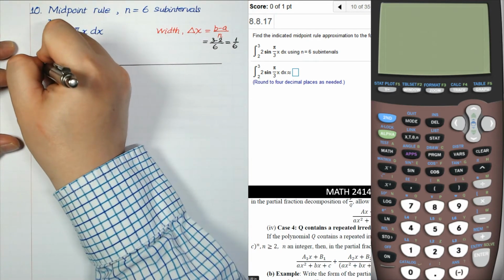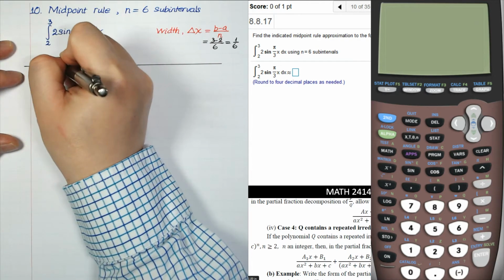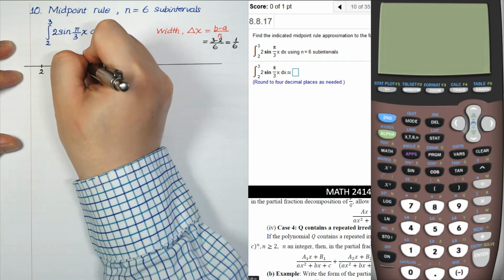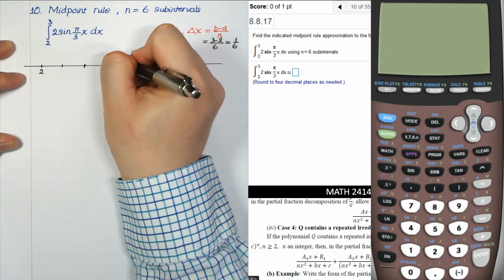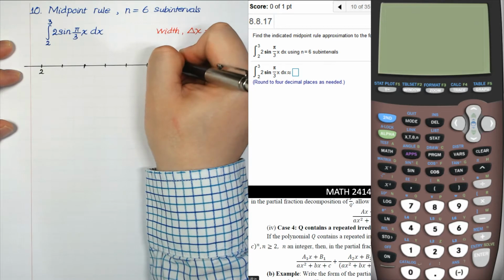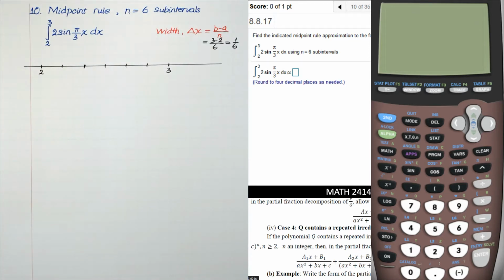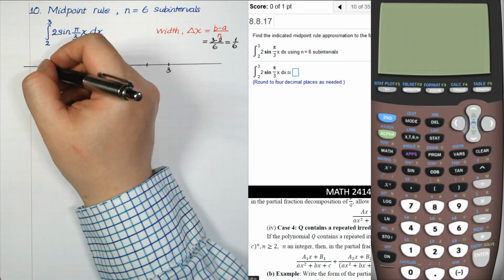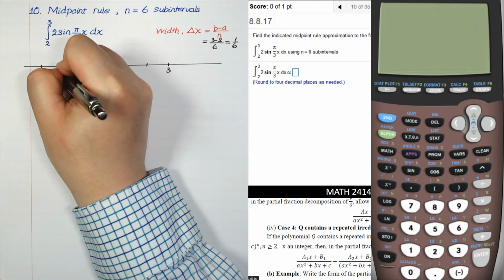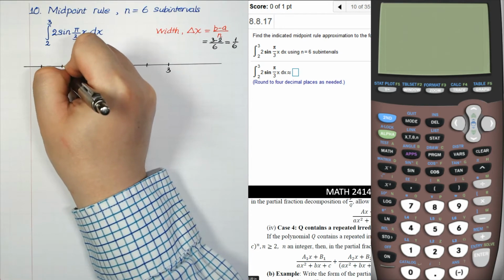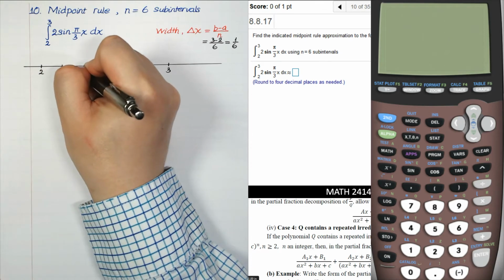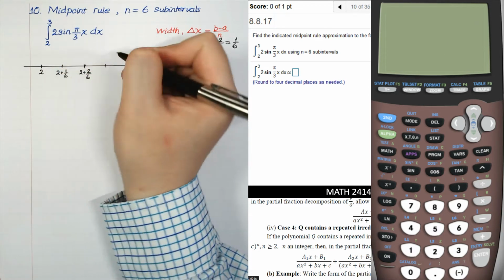Go from 2 and 6 subintervals: 1, 2, 3, 4, 5, and 6. The increment is 1/6. So if we're not sure about this, we just say 2 plus 1/6, and 2 plus 2/6, and then so on.